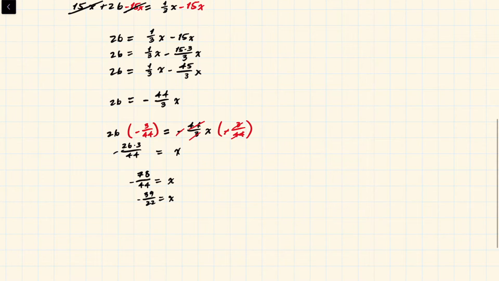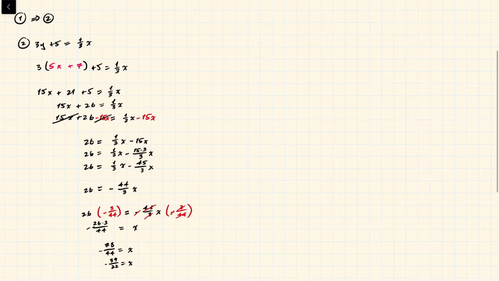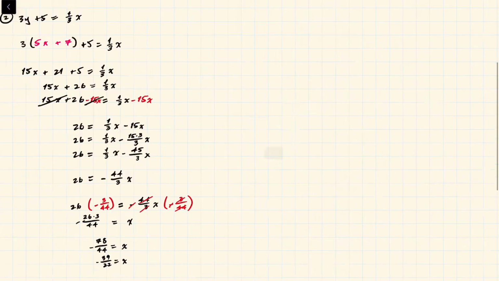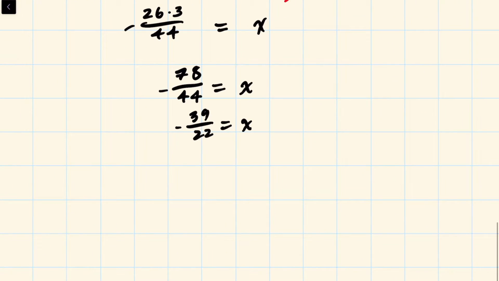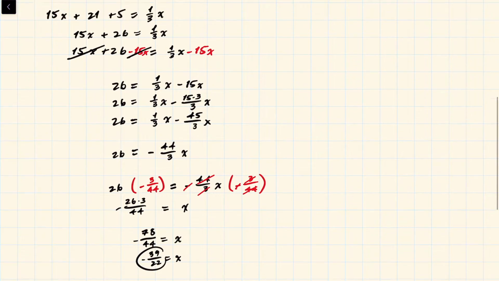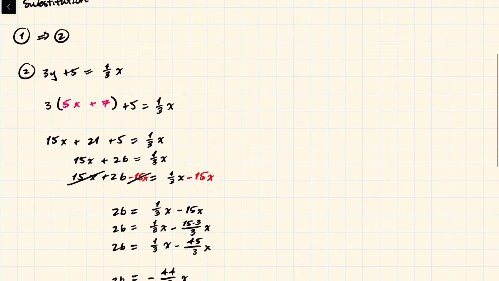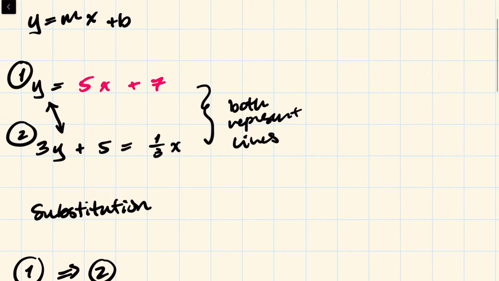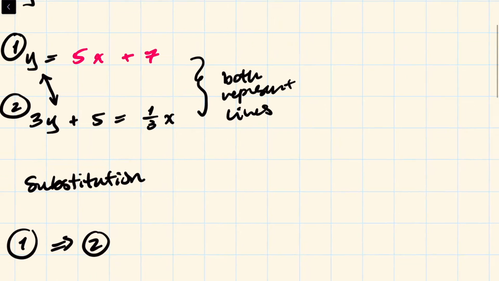But that's not completely it yet, right? We still have to find y. We're finding a point, right? X is not enough. So we're going to take this negative 39 over 22 and then sub it back into any one of our original equations here. It doesn't matter which, so I guess whatever's easier. And I like this first one more, so we're going to sub it back into this first one.